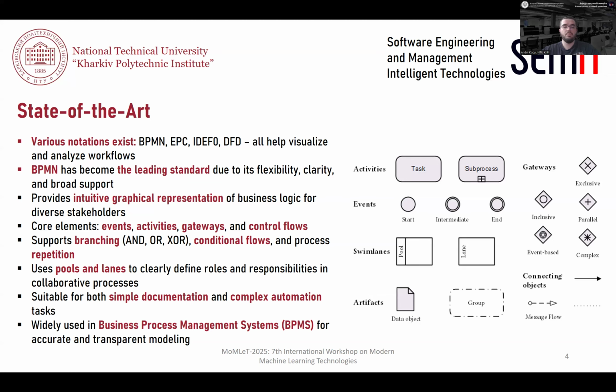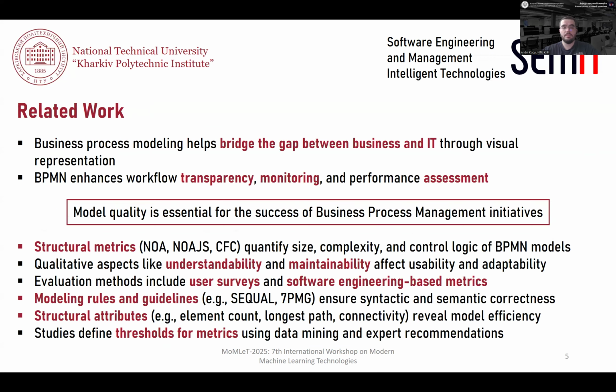BPMN also uses pools and lanes to clearly define roles and responsibilities in collaborative business process. This notation is suitable for both simple documentation and complex automation purposes. It is widely used in business process management systems, or BPMS, for accurate and transparent modeling and automation of the workflows.